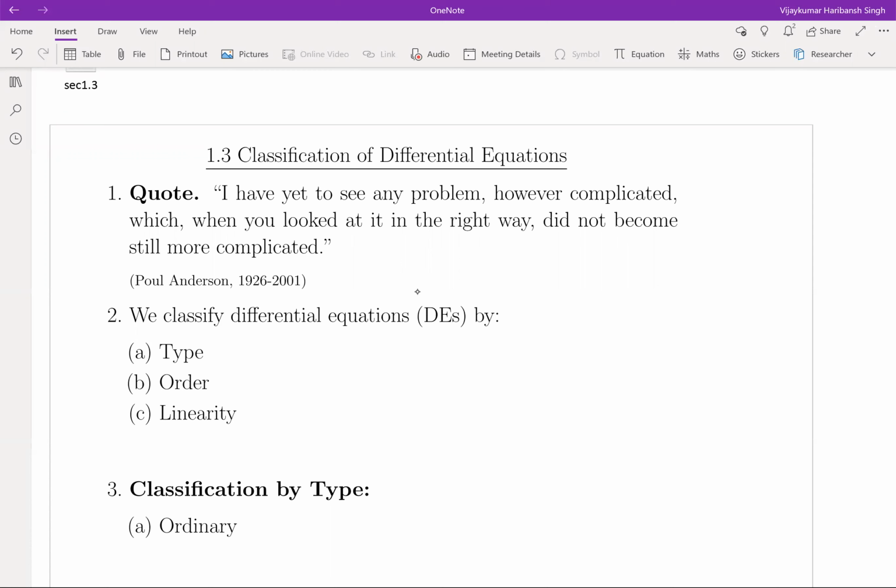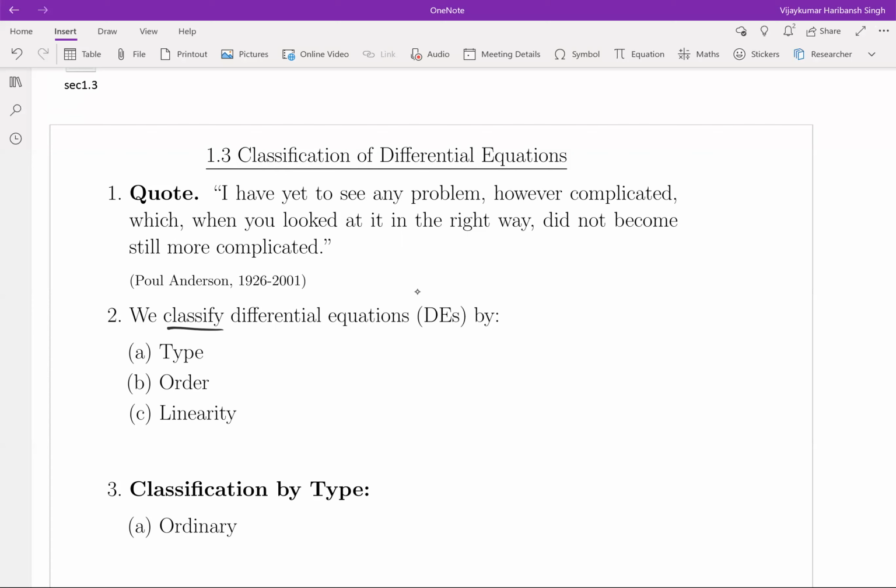Now, there are different types of differential equations, and each of those types will need some kind of technique to solve them. And one technique may not apply to all kinds of differential equations. So it does make sense to classify the differential equations into different kinds of differential equations.